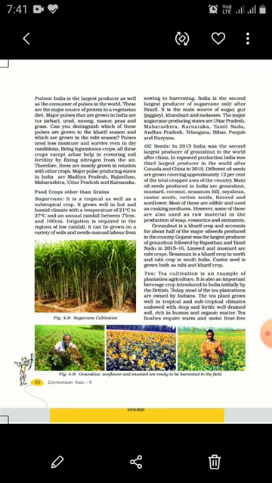Next, one is tea. Yes, tea actually is not a crop of our own country. It was brought to India by the Britishers from China.